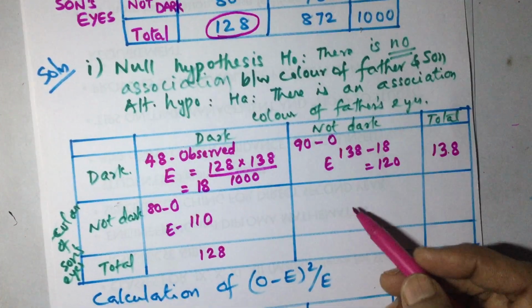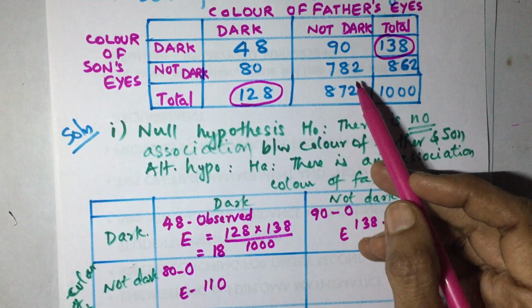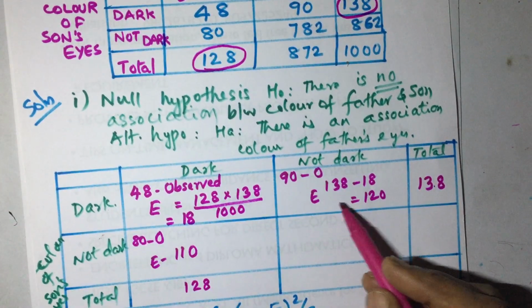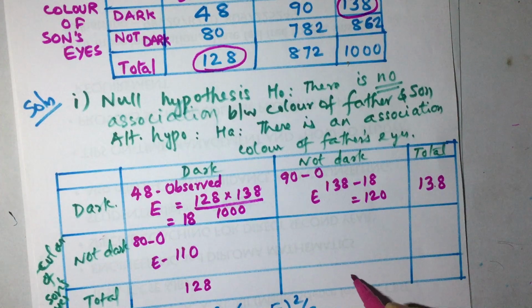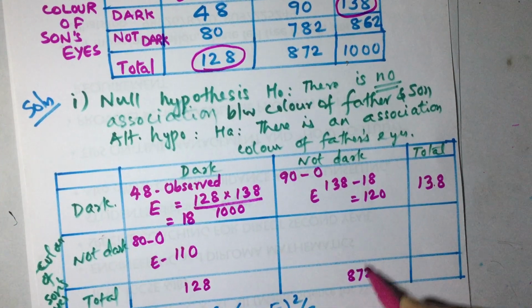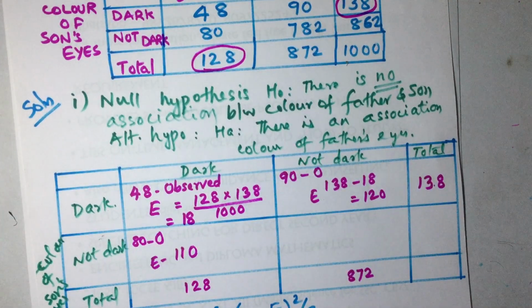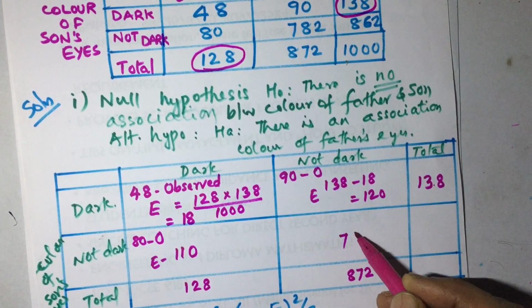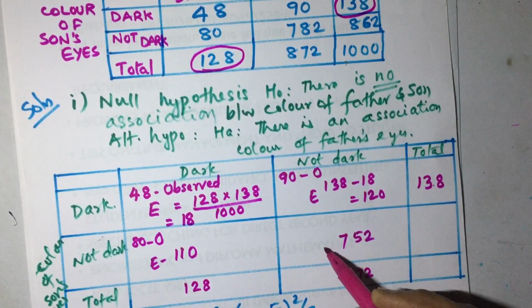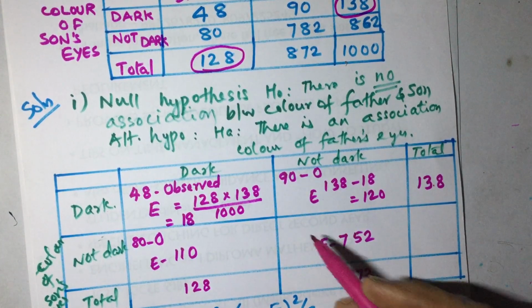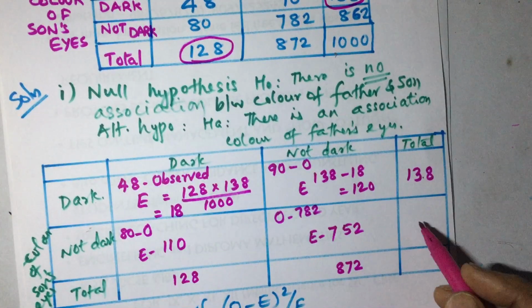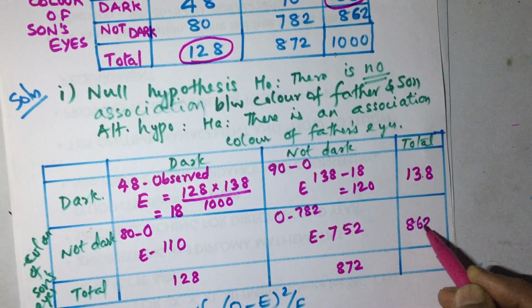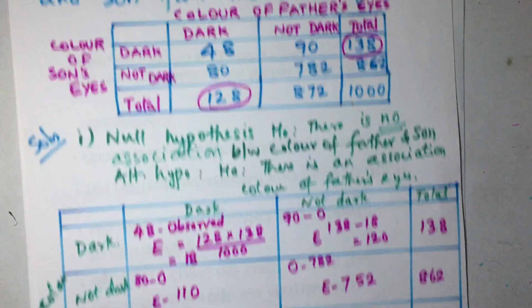Okay, and here this is 872. So but now here you got expected frequency 120. So 872 minus 120 will be 752. This will be the expected frequency here, and observed frequency here is 782. Okay, and total this is 862. So hope you got it. How to find?